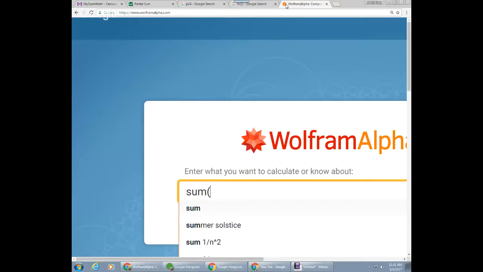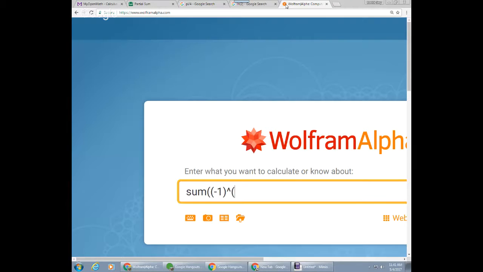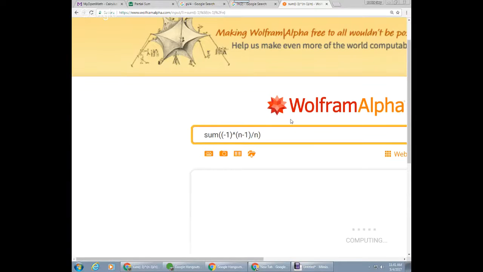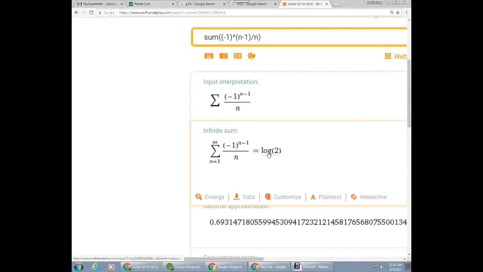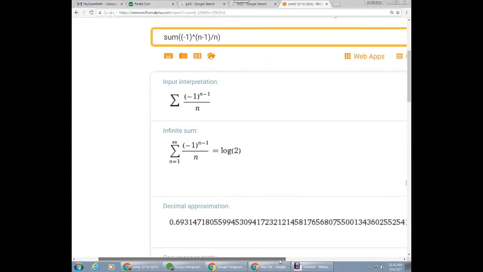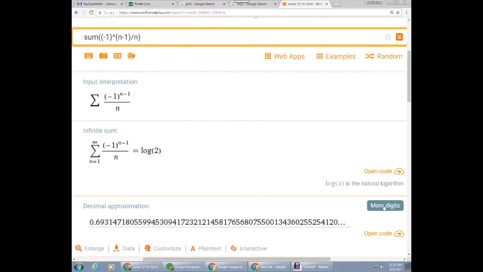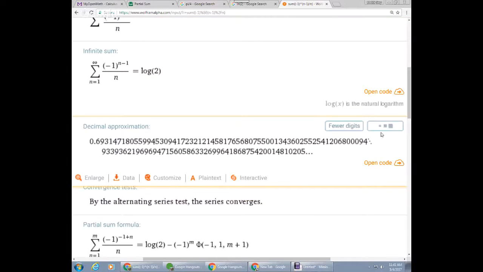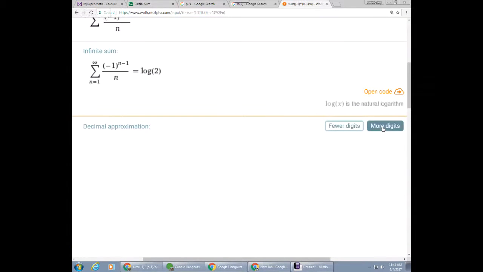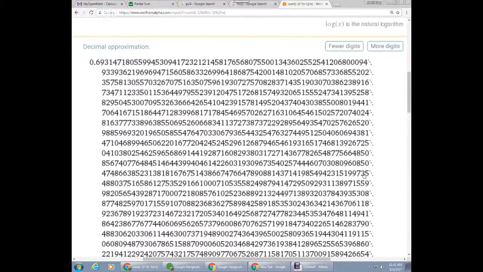and say, hey, we're curious about the sum of -1 raised to the power n minus 1 divided by n. Yeah, I think that's it. And Wolfram Alpha thinks for a moment, and it says the natural log of 2. And it gives us a lot of decimal places. This is kind of cool. I don't know if I showed you guys this before. There's a more digits button, which I can just keep hitting and hitting. Eventually, it'll tell me to knock it off.